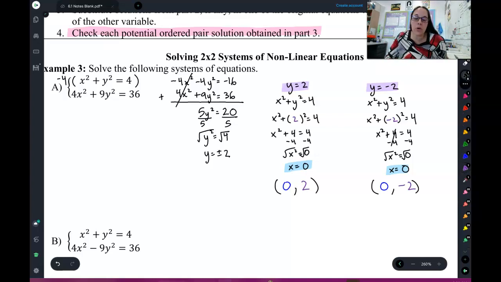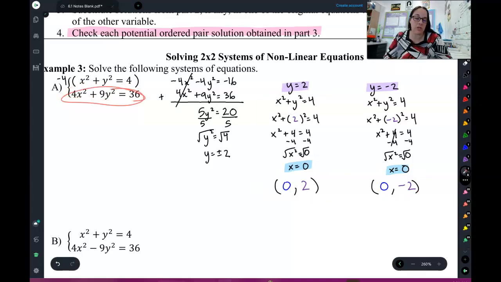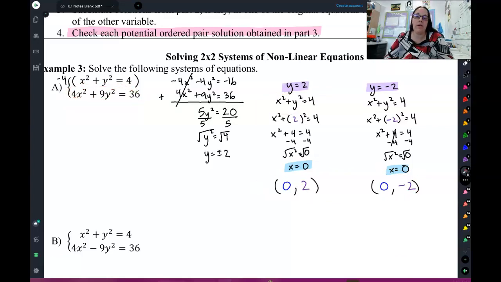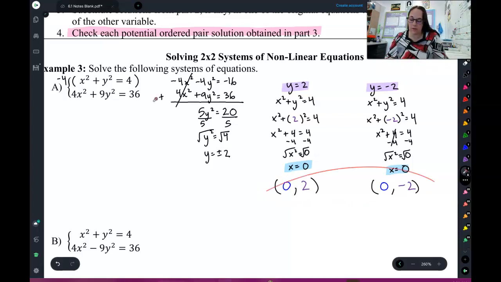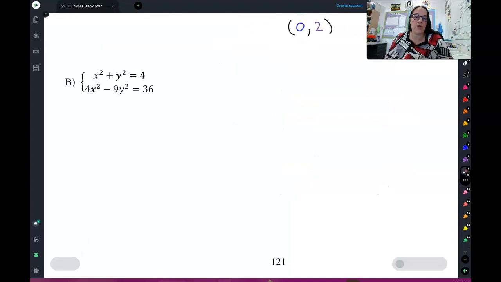Now, we technically know that these 2 points work for the first equation. So we would need to plug these 2 points into the second equation to make sure they also work. I've already done that, so I'm not going to make you do that for the sake of time today, but just know that in general, you would also need to plug those into the second equation to make sure it still works. So now that you've seen an example of this, I would like you to pause the video and try B, and then come back to check your work and see how you did.